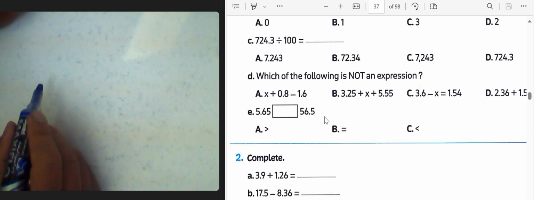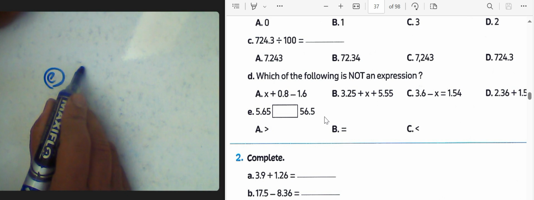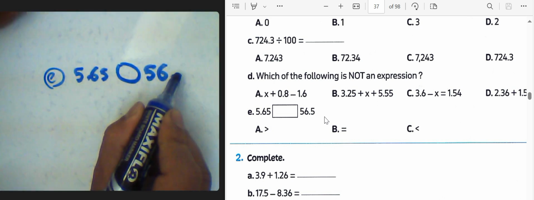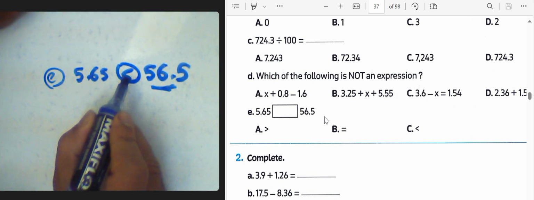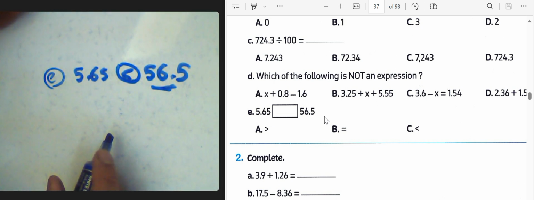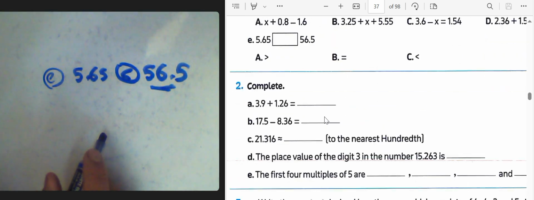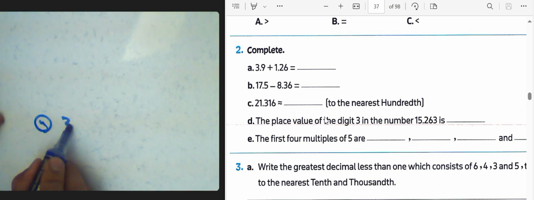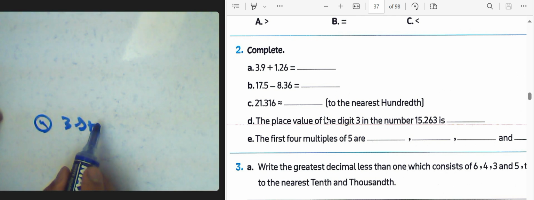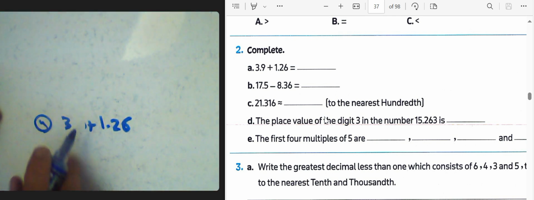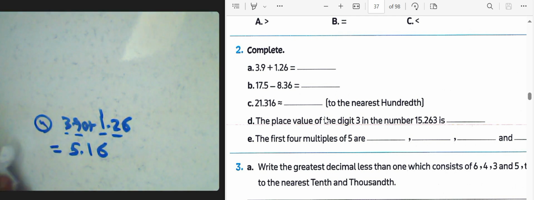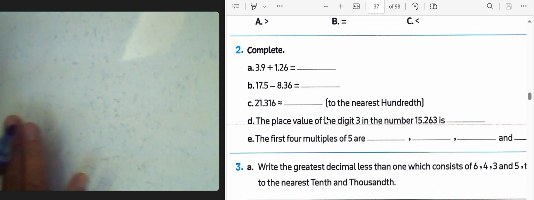Okay, and question letter E: comparing two numbers, 5 and 65 hundredths, or 56 and 5 tenths. So 5.65 is less than 56.5; you must use the less than sign between the two numbers. Choose letter C. Next, question number 2, complete. Letter E: 3.9 plus 1.2 and 6. We can add them: 6 plus 0 equals 6, 2 plus 9 is 11, we carry 1, and 2 plus 3 is 5. The result will be 5 and 16 hundredths.